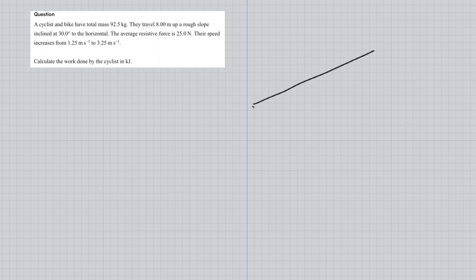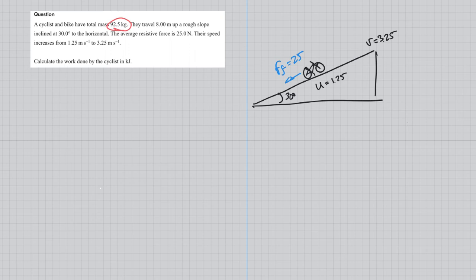So our scenario is we're going to have an angle here, 30 degrees. That's a pretty steep slope. Our cyclist here is there, and we have a resistive force, some frictional force, some outside force, which is going to be 25 newtons. They have an initial velocity of 1.25, and they're going to have a final velocity at the top of 3.25. We also have our mass here. They're going to travel 8 meters. So up this slope, I'm traveling 8 total meters, s, which is 8.